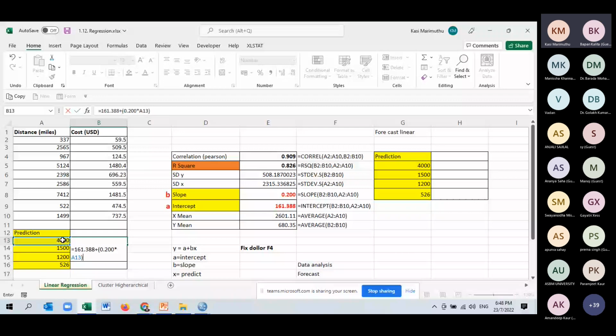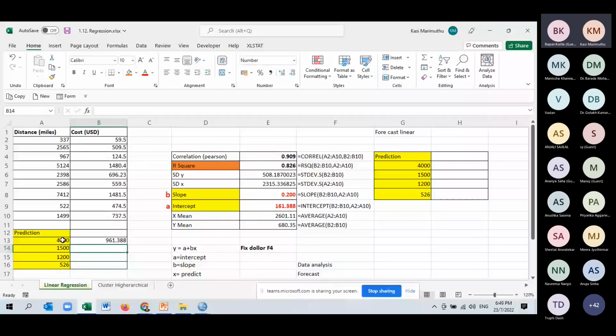Just enter and tell me the answer. How much did you get? So you can give the cell reference, or you can give the value of A and B directly to compute the prediction. So shall we move on? Yes, sir. Have you got the answer?